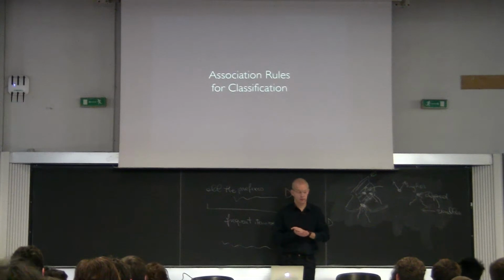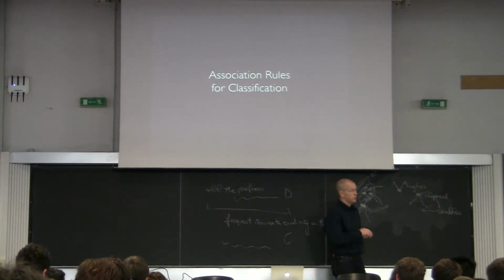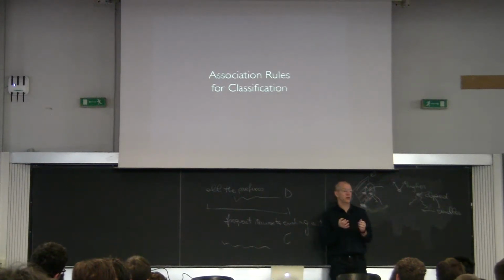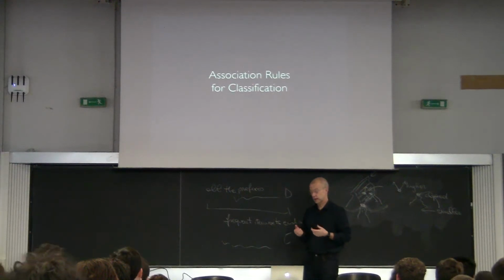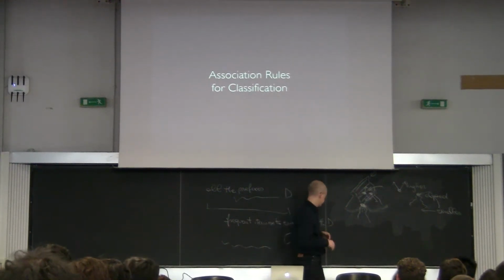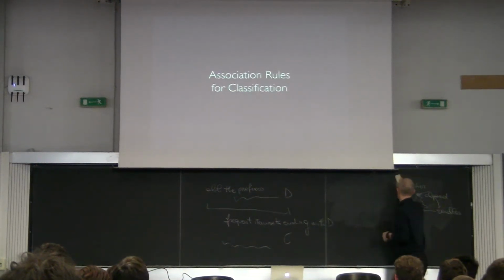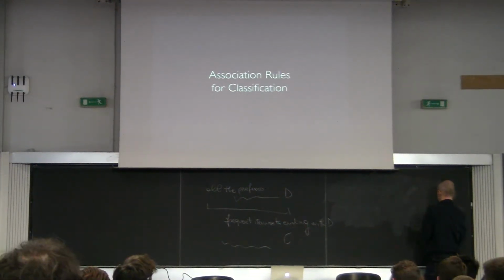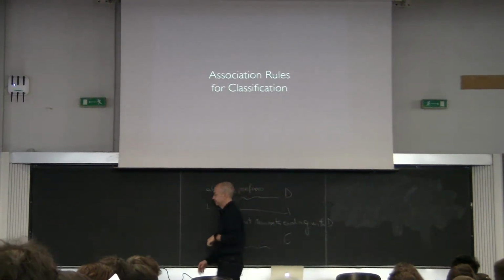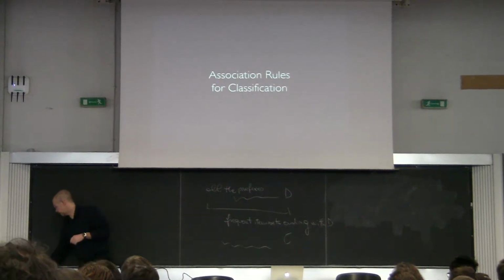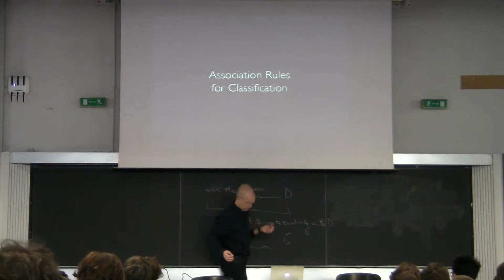Now, last but not least, you can actually use association rules for classification. At some point they said, okay, associations are really interesting, but think about this. What if I take an association rule and somehow put a constraint on that? I'm looking for an association rule where, I think it's the case.